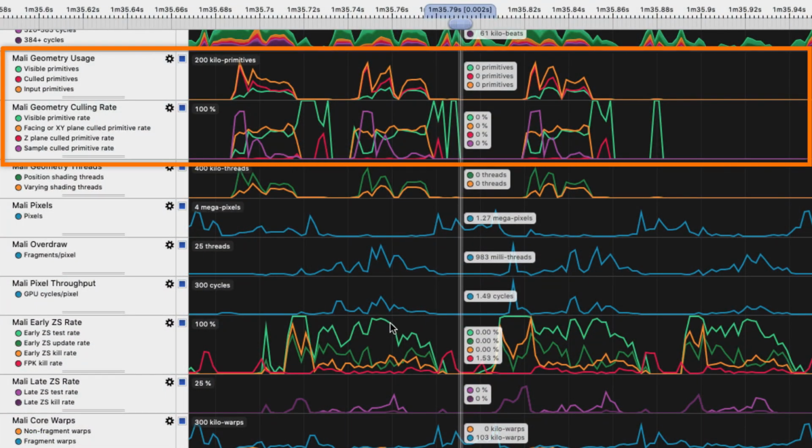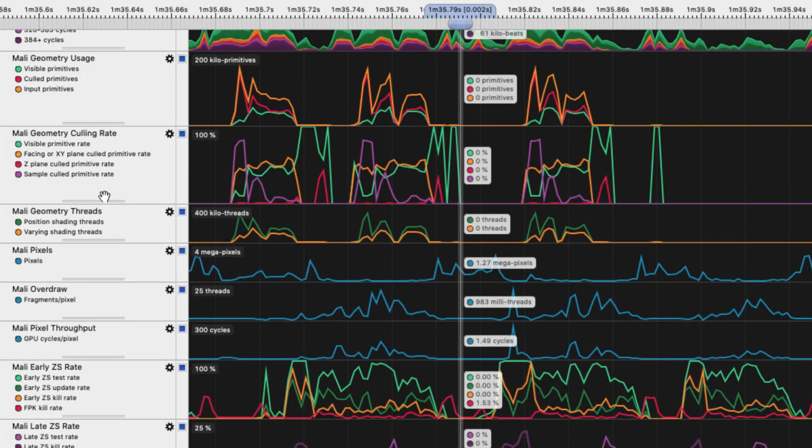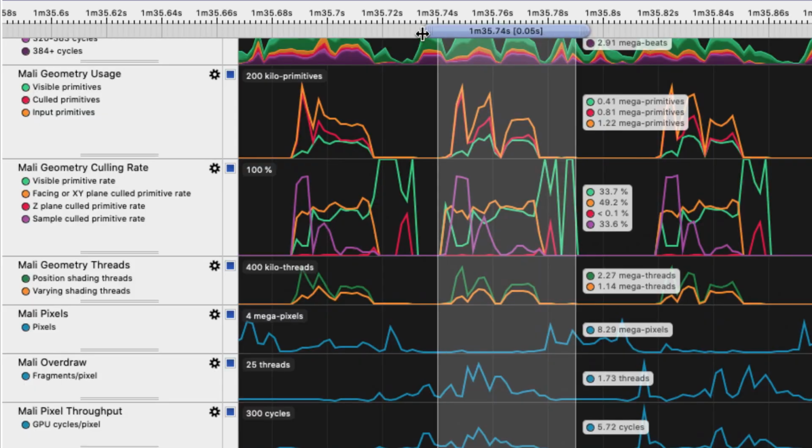The Mali geometry usage and Mali geometry culling rate charts show how efficiently the GPU is processing geometry. Here we can see how many primitives are sent to the GPU, how many of them are discarded during geometry processing, and how many actually end up on screen. In the selected time frame, around 1.2 million primitives entered geometry processing, but around 800,000 are culled at this stage. Work that is culled at this stage is not passed through to pixel processing, so this is good news. But it would be better to organise the content so that non-visible primitives are not passed in at all.